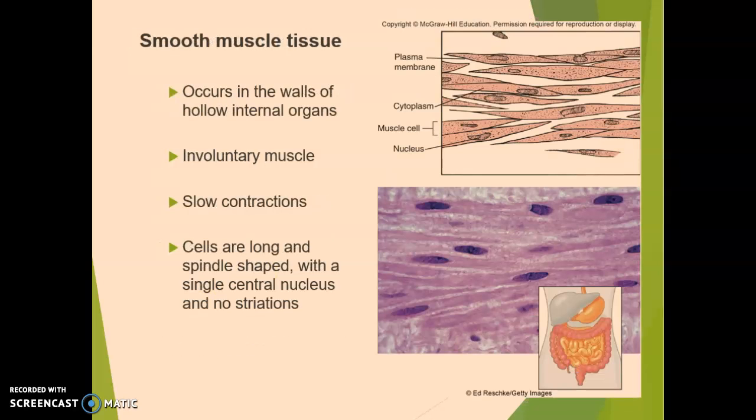Smooth muscle tissue occurs in the walls of the hollow internal organs. It is involuntary. That means it's happening on its own. It has slow contractions, so you don't really feel them. And the cells are long and spindle-shaped with a single central nucleus but no striations.